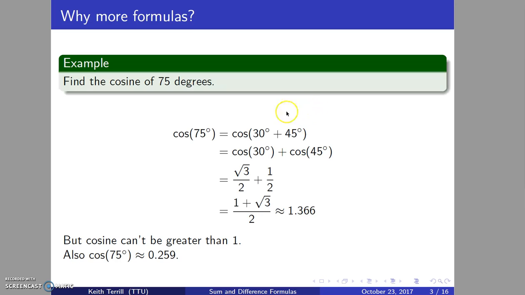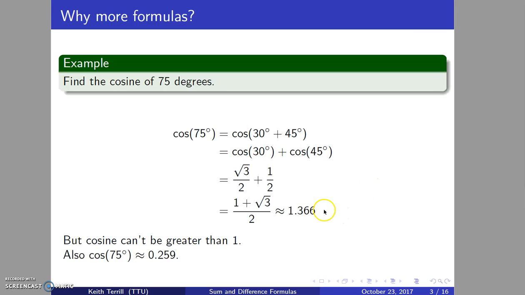Well, some of us might try and say, well, it's 30 degrees plus 45 degrees, so I've got cosine of 30 plus 45. So is that not the same as saying cosine of 30 plus cosine of 45? Is the cosine of 75 not the same as the other two? Does the distributive property hold? Can I distribute the cosine across and have cosine of 30 plus cosine of 45, which I could then evaluate to be root 3 over 2 plus a half, which is 1.366.